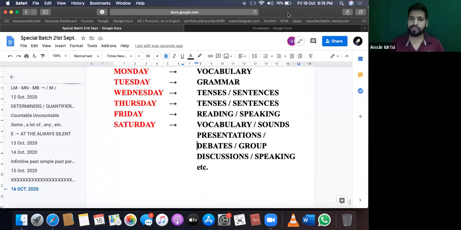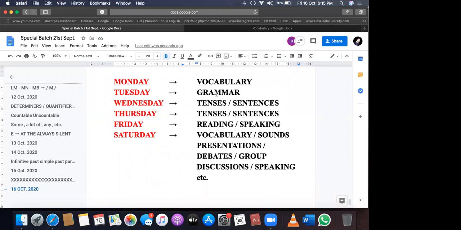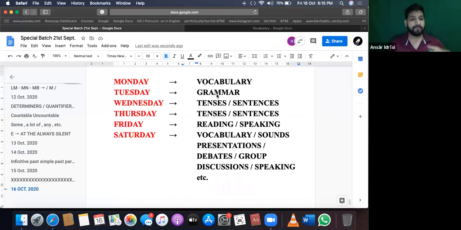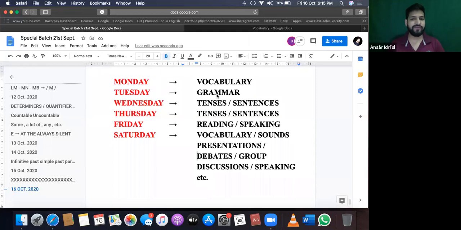Now today I'm going to show you your schedule for the coming week. From the coming week and onwards, from today onwards, we are going to follow the schedule. As you can see here, the schedule in front of you. On Monday, we'll have vocabulary. Vocabulary means what? Word power.